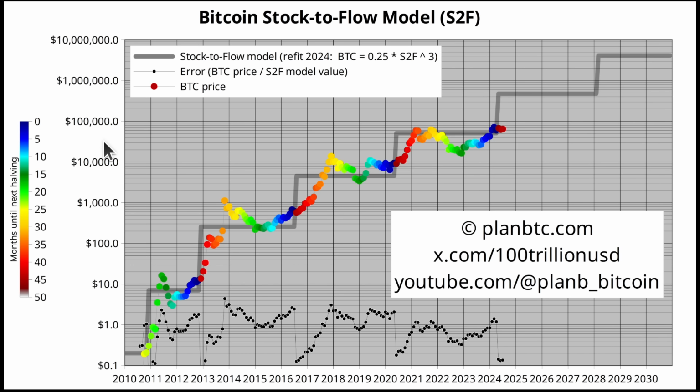And then there's a third dimension. It's the color. And color here is months until the next halving. So it's just a timer from 48 or a little less than 48 months, 4 years until the next halving, and it counts down until 0, the month of the halving, and that's blue. So we go from red to blue, from red to blue.